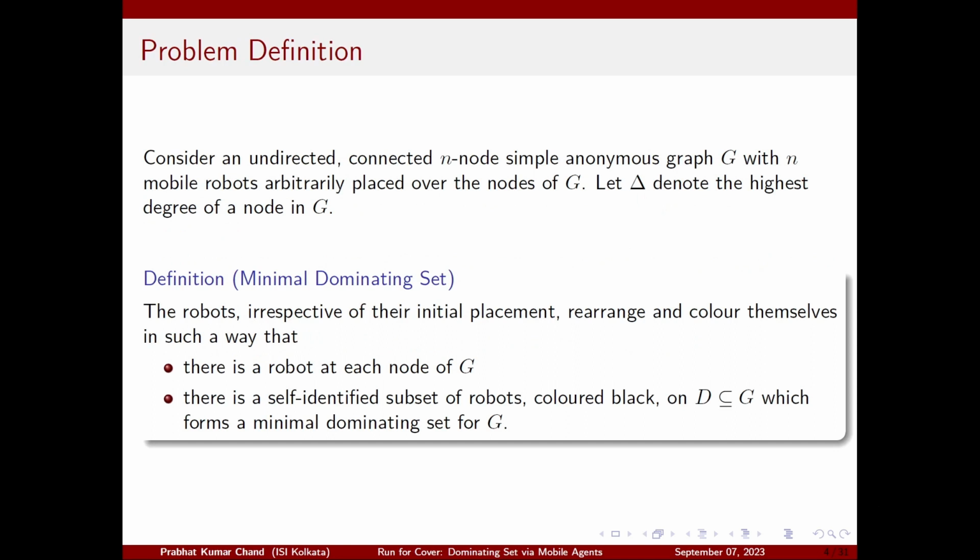Now we come to our problem definition. We consider an undirected connected n-node simple anonymous graph G with n mobile robots placed arbitrarily over the nodes of G. Let delta denote the highest degree of a node in G. For our first problem, the robots, irrespective of their initial placement, rearrange and color themselves in such a way that there is a robot at each node of G and there is a self-identified subset of the robots which are colored black, which represents the minimal dominating set for G.